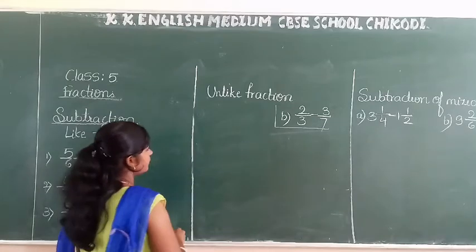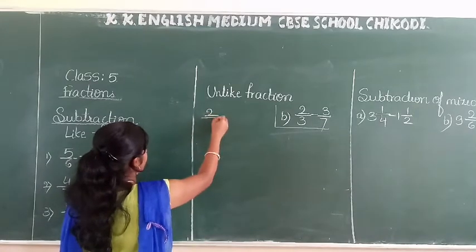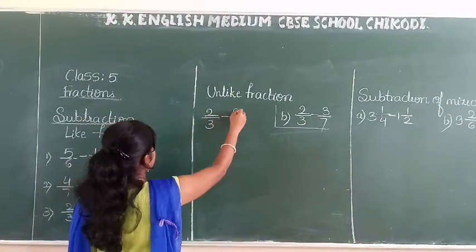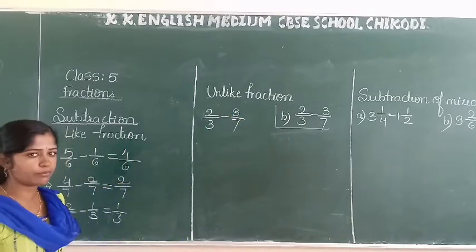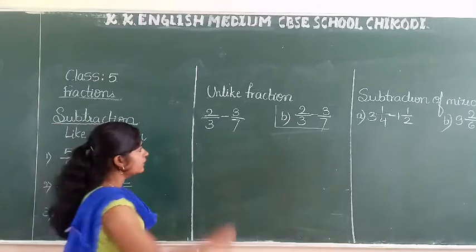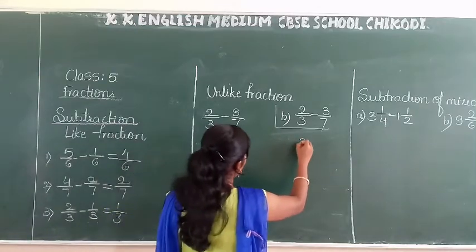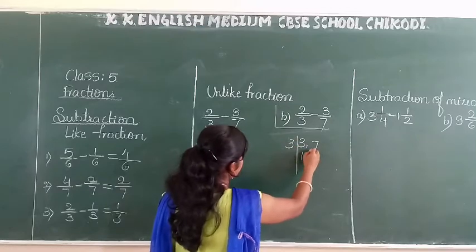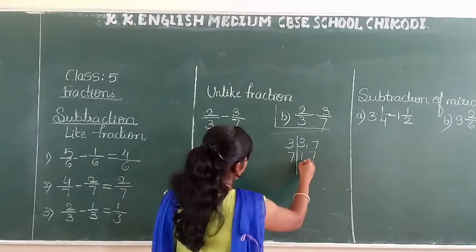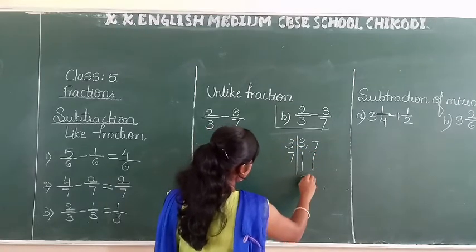Okay, I will take one more example. 2 by 3 minus 3 by 7. Here also you have to follow the same procedure. What we have to do here? You have to take the LCM of 3 and 7. Okay, 3 ones are 3, 7 as it is, 1 as it is, 7 ones are 7.